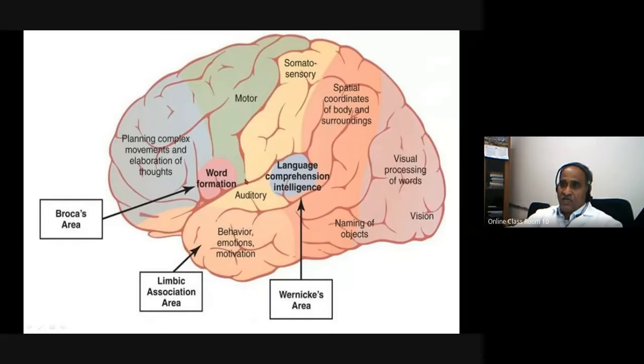Then this is the auditory area, the primary auditory area and the secondary auditory area. Now here, this forms the limbic association area I mentioned. This is behavior, emotions, and motivation. Now to come here, this is extending from the prefrontal area to the temporal area.